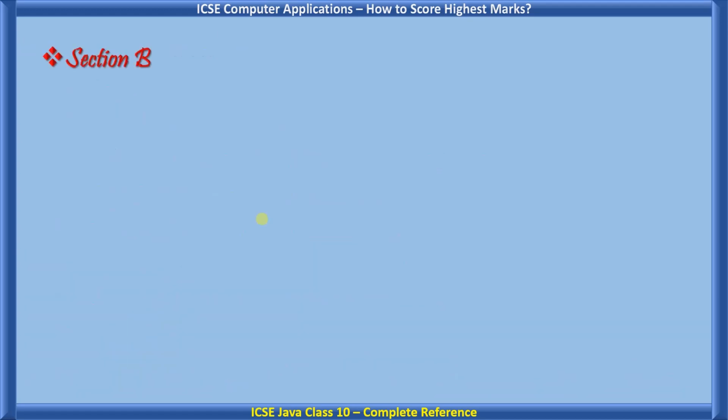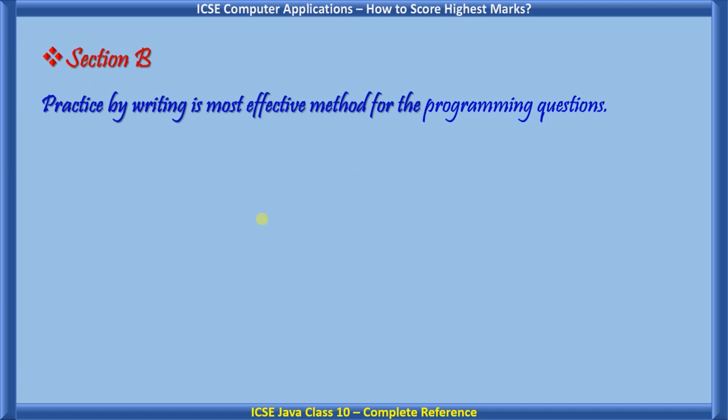Section B. Practice by writing is the most effective method for programming type questions. So you can set the stopwatch and check the timing which you spend for writing a program. Sometimes you will be able to write the program within 10 minutes, sometimes it may drag up to 15 minutes. However, the total time which you spend to write the program should be less than or equal to 60 minutes.